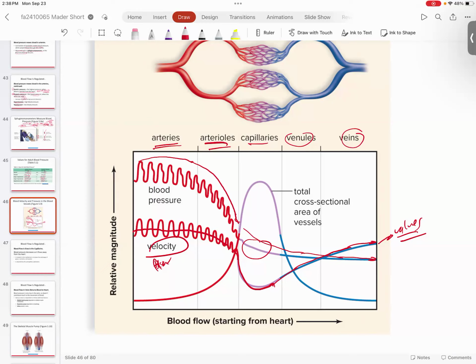Now, cross-sectional area, which basically means how many blood vessels you spread around, increases as you get toward the capillaries. So it's very low in the arteries, gets a little higher, and then maxes out in the capillaries, right? This basically favors exchange, so lots of surface area for that exchange. And then it goes back down again as you go through the venous system.